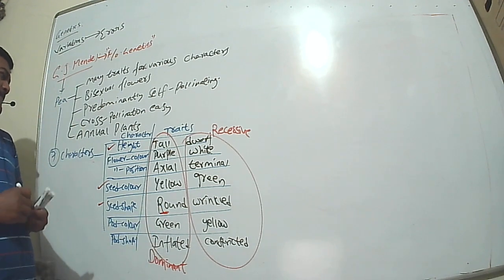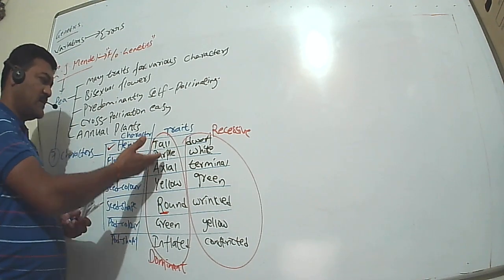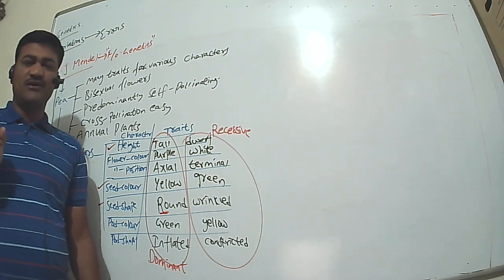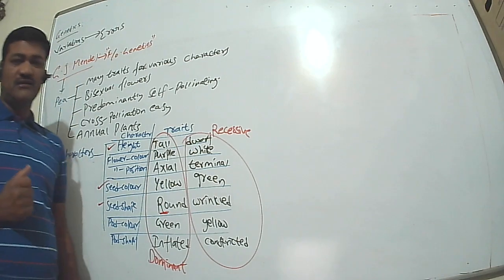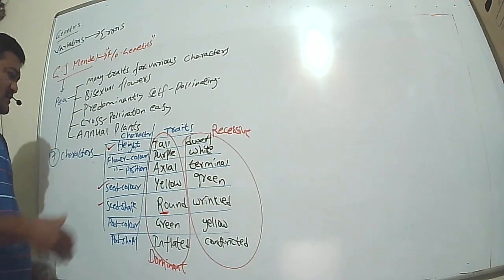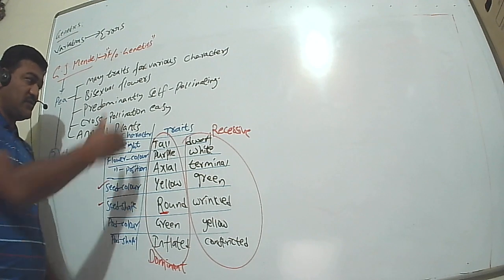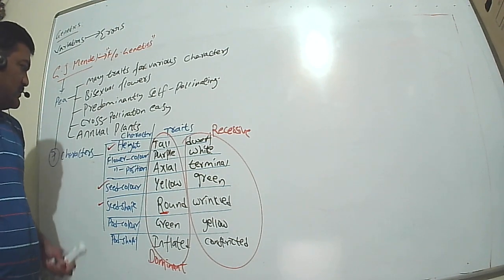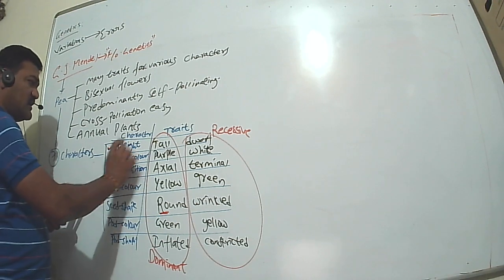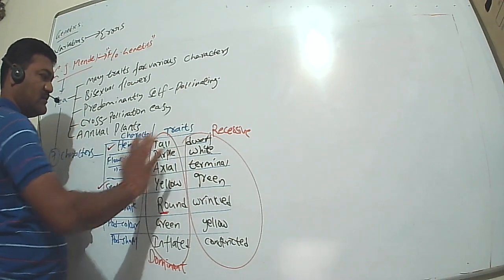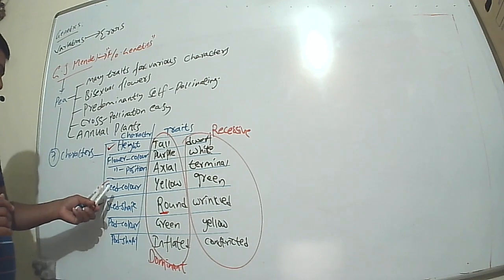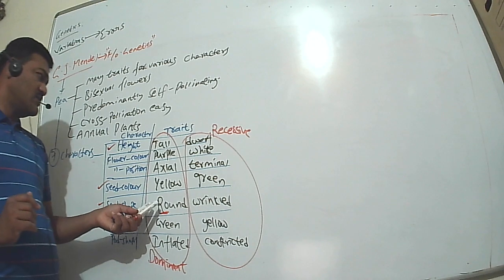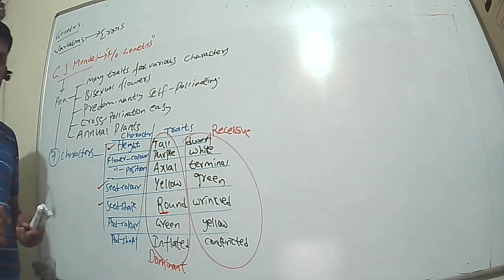And similarly, if you take flower color, a purple flower is more colorful, more attractive. It can attract insects for pollination rather than being white. So that's why purple is dominant. Like this, you have some traits which are dominant and some which are recessive. But for the moment, just remember that in height, tall is the dominant trait and dwarf is the recessive trait. Seed color, yellow dominant, green recessive. Seed shape, round is dominant and wrinkled is recessive.